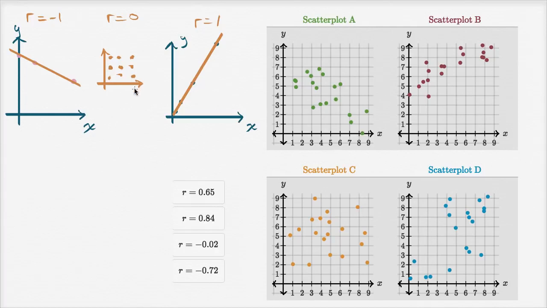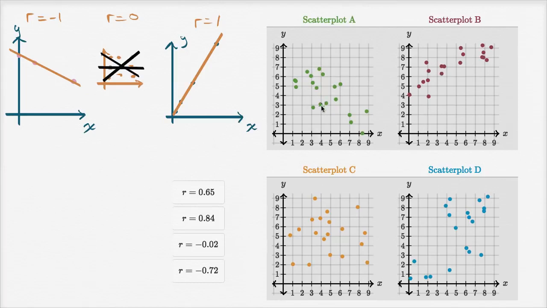How would you actually try to fit a line here? You could equally justify a line that looks like that, or a line that looks like that, or a line that looks like that. So a linear model really does not describe the relationship between the two variables that well right over here. So with that as a primer, let's see if we can tackle these scatter plots.